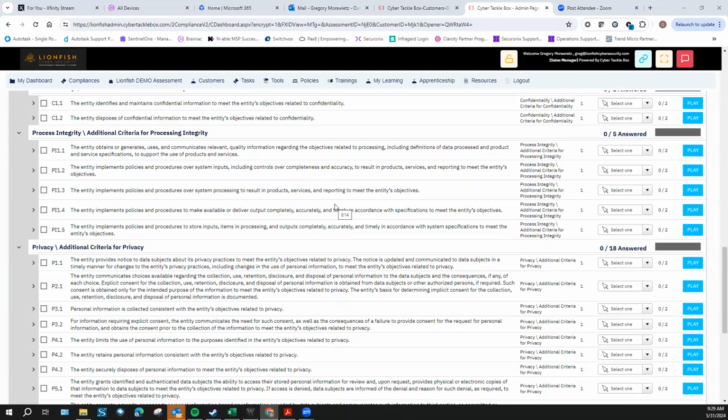The entity implements policies and procedures to make available or deliver output completely, accurately, and timely in accordance with specifications to meet the entity's objectives. So again, with your processes, policies and procedures, you want to make sure they make an accurate and complete representation of your services, in a timely manner.